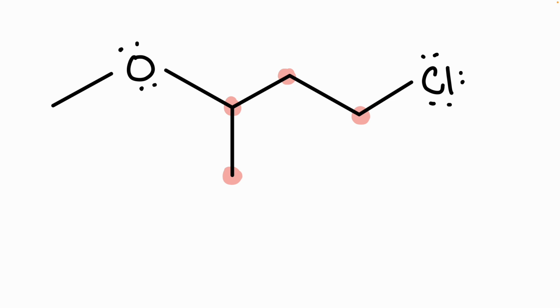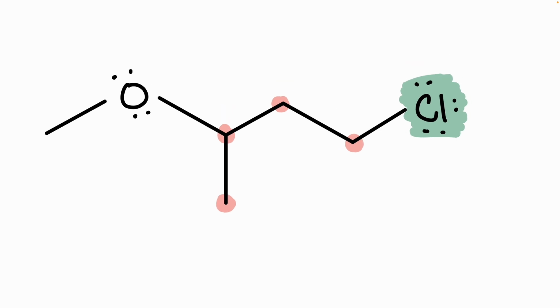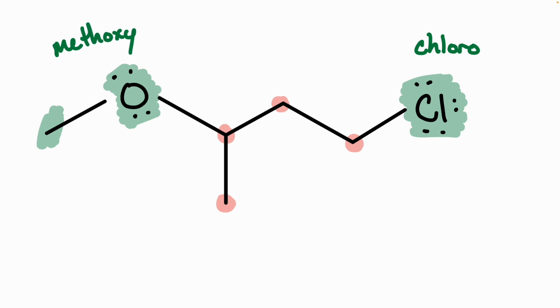This molecule has 2 substituents, one of which we would have introduced way long ago. This group right here we call a chloro group. And now we have our new substituent, our ether substituent with just 1 carbon. So this would be a methoxy group. All right, we got to put both of these into our name here.